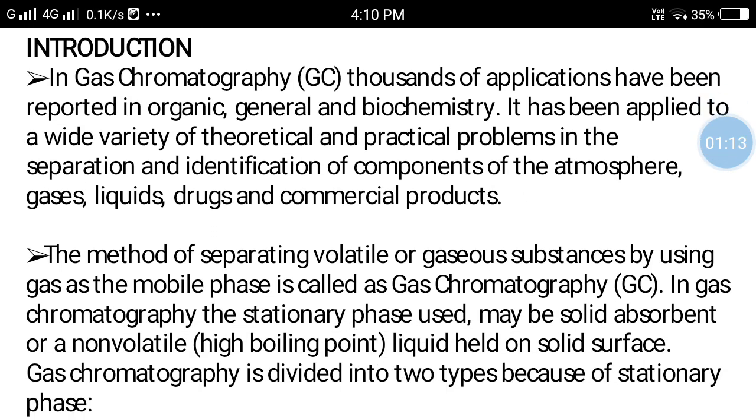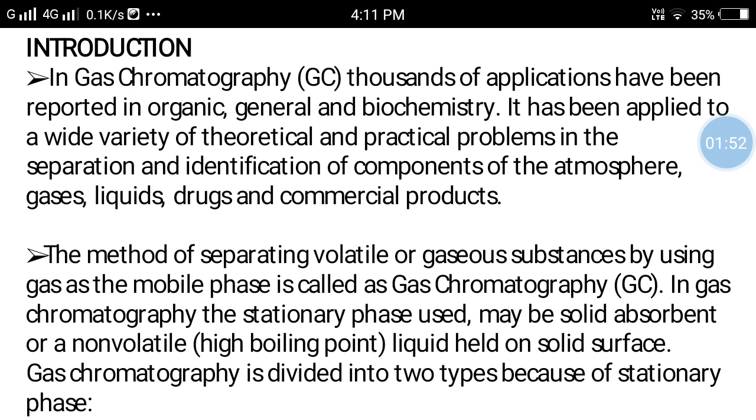In gas chromatography, thousands of applications have been reported in organic, general, and biochemistry. It has been applied to a wide variety of theoretical and practical problems in the separation and identification of components of the atmosphere, gases, liquids, drugs, and commercial products. The method of separating volatile or gaseous substances by using gas as the mobile phase is called gas chromatography.